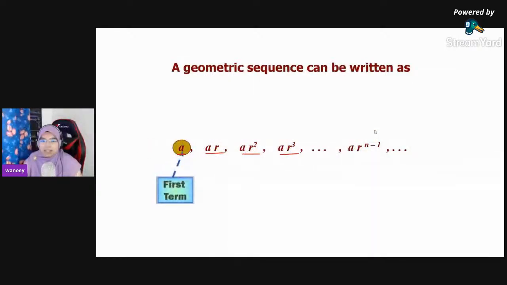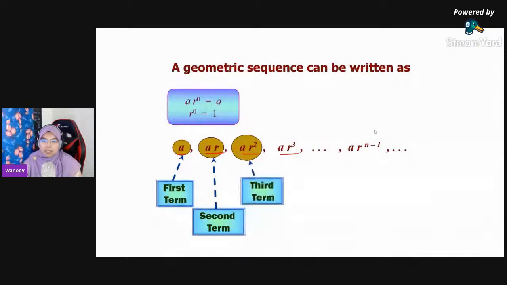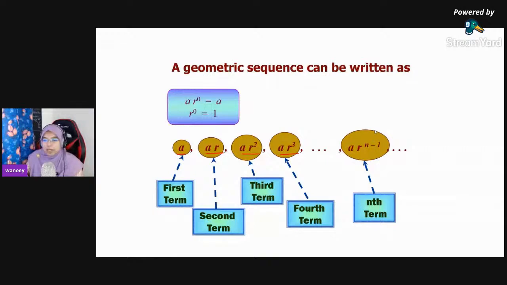And then that is the first term. So when we start, that is the first term. ar is the second term. ar^2, that is the third term. ar^3, that is the fourth term. So that means ar^(n-1), that is actually the nth term. Or sometimes you might write them down as Tn. So that is the nth term.